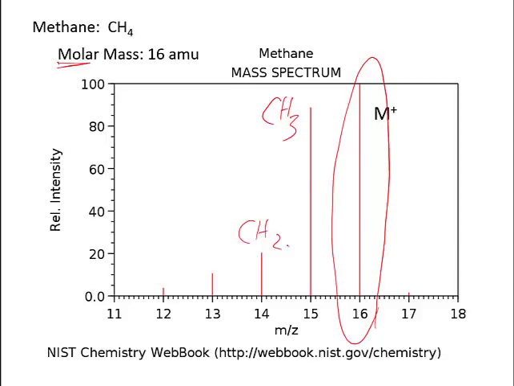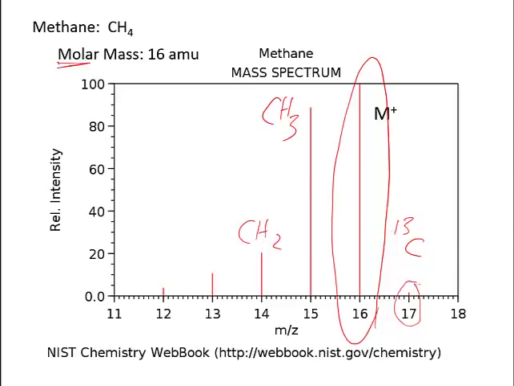Now, the careful observer will note that there's also a peak at 17 AMU. What's up with that? I thought methane weighed 16. Well, you're right, but that's if it has carbon-12. It turns out that 1.11% of all the carbons on planet Earth happen to be carbon-13. So some of those methane molecules are going to possess a carbon-13 rather than a carbon-12.